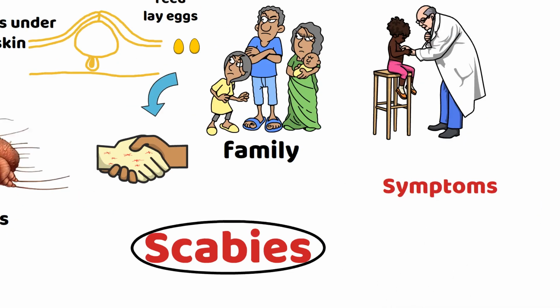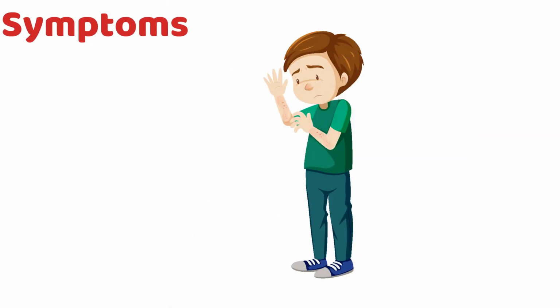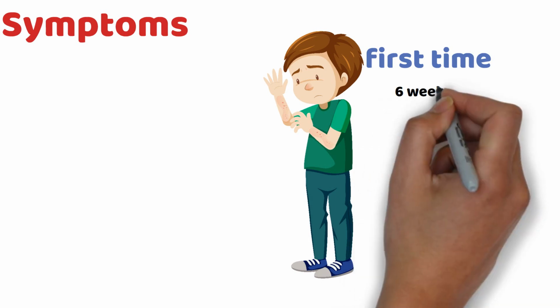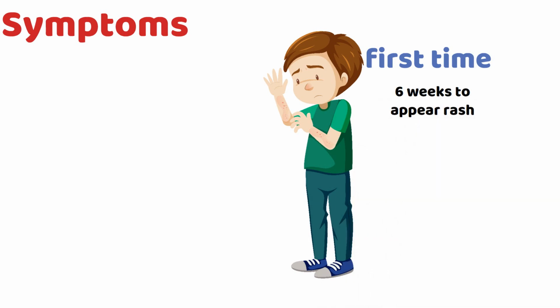Scabies causes a very itchy rash on your skin. If it's your first time getting scabies, it might take up to 6 weeks for the rash to appear. If you have had scabies before, the rash can show up in just a few days. The rash spreads slowly and may last for weeks or months.